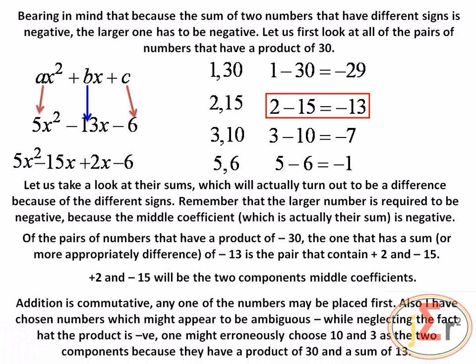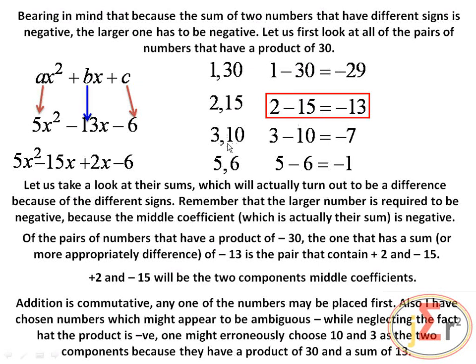addition is commutative. Any one of the numbers may be placed first. Also, I have chosen numbers which might appear to be ambiguous, while neglecting the fact that the product is negative. One might erroneously choose 10 and 3 as the two components because they have a product of 30 and a sum of 13. So we may say, alright, which two numbers multiply to give 30 and add to give 13? 3 times 10, 30. 3 plus 10, 13. There we have it.